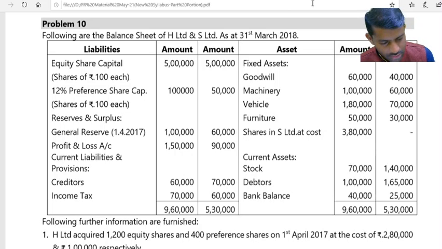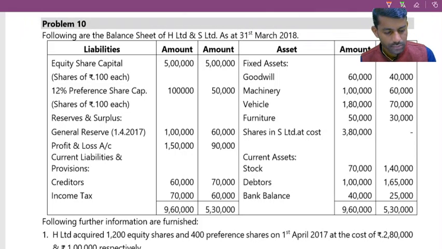Next one is 2 lakh. Please change it, 2 lakh. Share capital of rupees 100 each. 12% preference share capital is there in this problem.